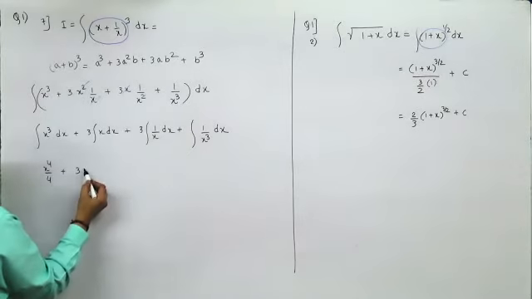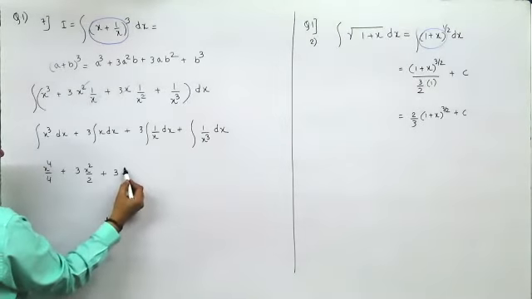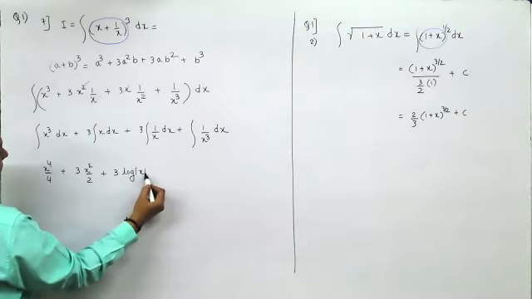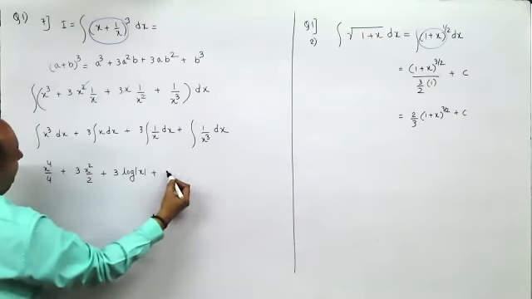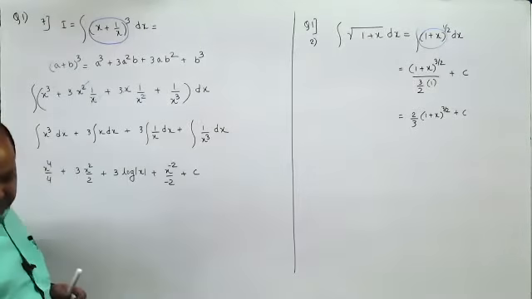What is integration of x? It is x raised to 1, so it would be x square by 2. This would be log x, and this would be x raised to 3. When it goes up, it becomes x raised to minus 3, so it would be x raised to minus 2 upon minus 2 plus c.